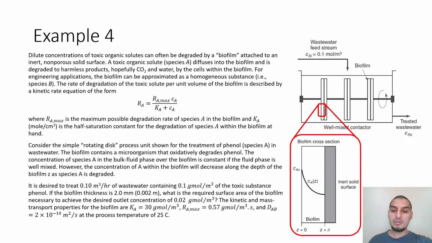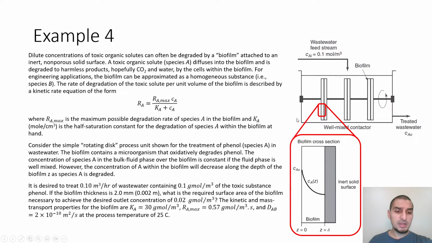So what we need to do in this problem is to treat 0.1 cubic meter per hour. This is the flow rate of the whole stream. It's not the concentration, it's the whole flow rate, all the water with all the contaminants in it. It's 0.1 cubic meter per hour, and the concentration of the toxic material is 0.1 gram mole per cubic meter. This is the concentration of the toxic material in water. And we know that this thickness, delta, is 2 millimeters.